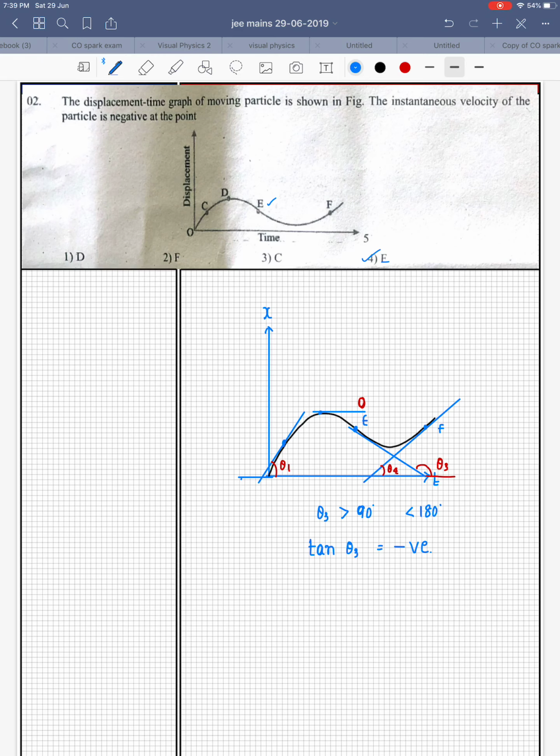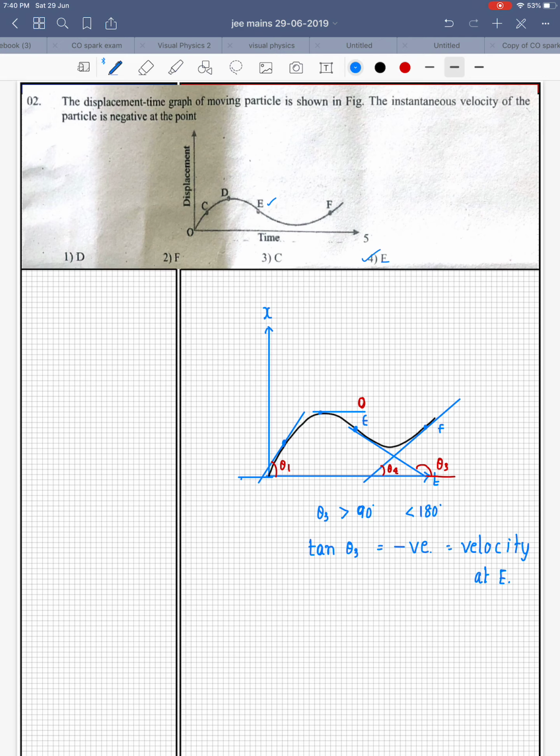But we have seen slope at any point also gives velocity. So this is also equals to velocity at E. So that is how you get velocity at E is negative. And that's the only point where particle is having a negative velocity.